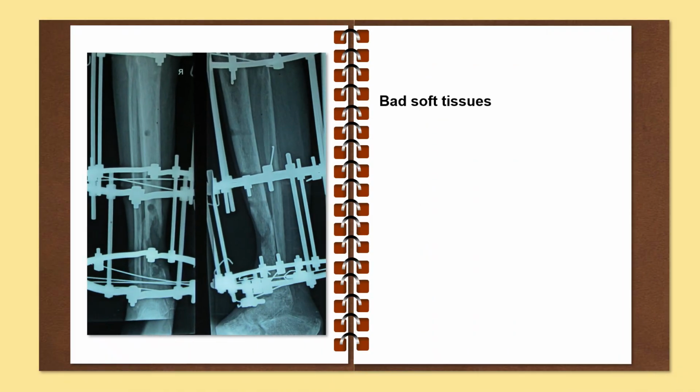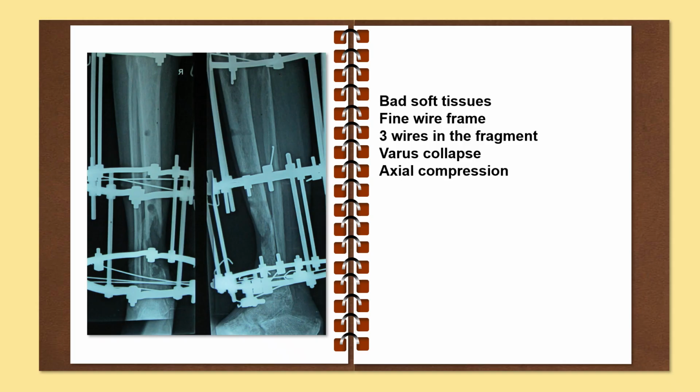Because there are bad soft tissues around, we have put him in a fine wire frame, that's Ilizarov frame, with a minimum of 3 wires in the distal fragment, so as to prevent varus collapse and construct the frame very strong and rigid, allowing axial compression.